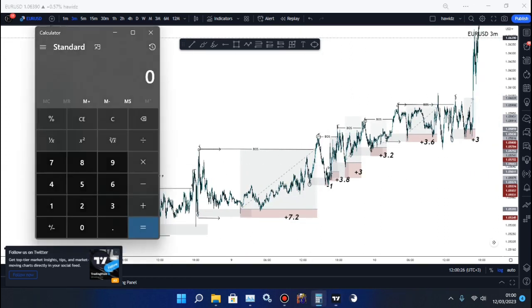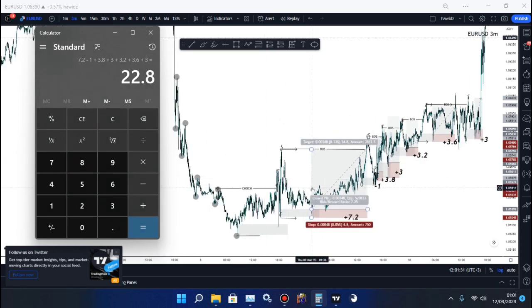So let's go and sum up these RRs and be done for the day. So we had a 7.2, okay, we had a -1 here, and then we had a +3.8, and then we had a +3, and then we had a +3.2, and then we had a +3.6, and then finally we had this +3. So we gained a total of 22.8 RR.